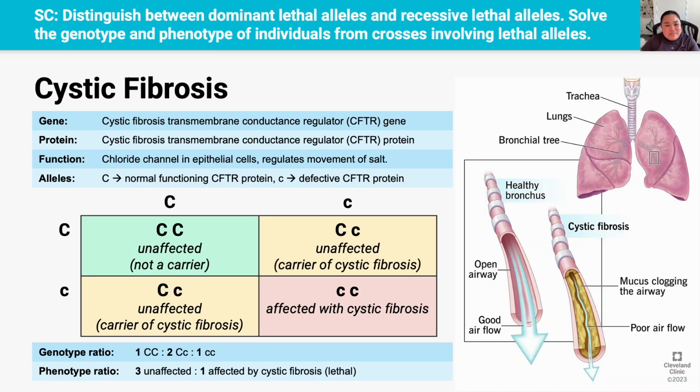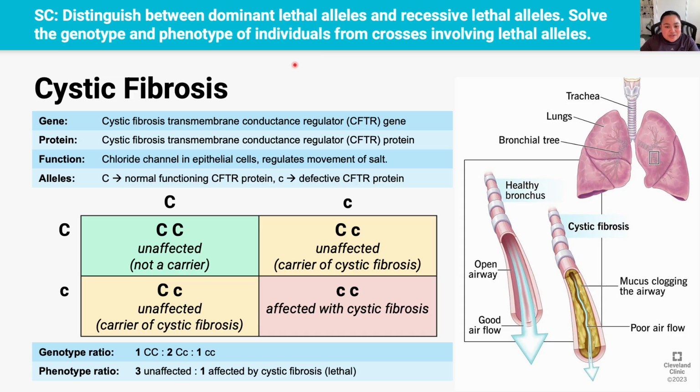Okay, we're halfway through our examples. The next one is the rare human disease cystic fibrosis. Cystic fibrosis is caused by mutations in the CFTR gene, which produces the cystic fibrosis transmembrane conductance regulator, or CFTR, protein. This is a chloride ion channel in epithelial cells, such as the cells in the lining of our airways, digestive tract, and skin. The gene has two alleles, big C for normal functioning CFTR protein, and little c for a defective CFTR protein.